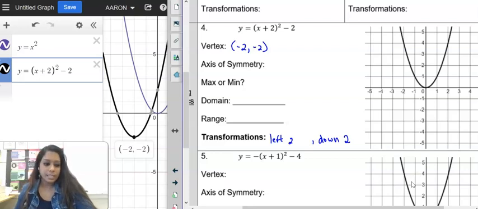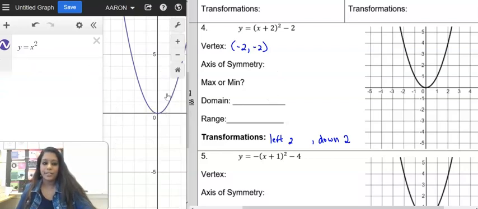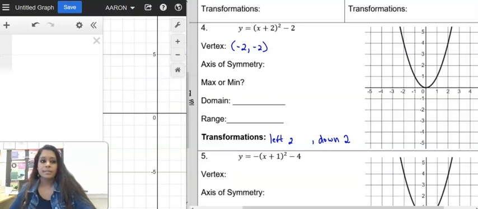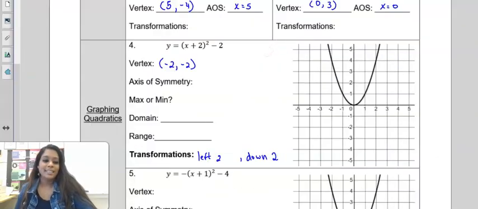You can always figure this out by graphing, but for this video, I'm going to start just looking at my formula and practicing that way. So we're going to ignore the graph here. Bye graph. Okay, so let's see. What do we have here? The axis of symmetry is going to be x equals negative 2.